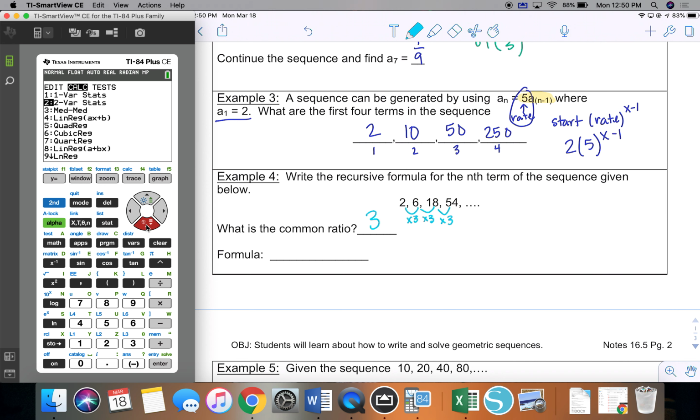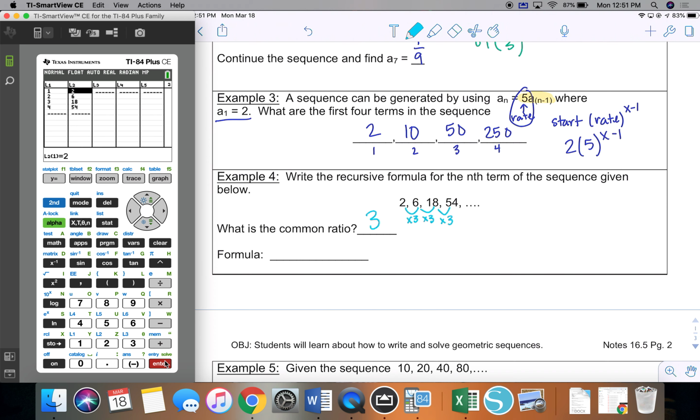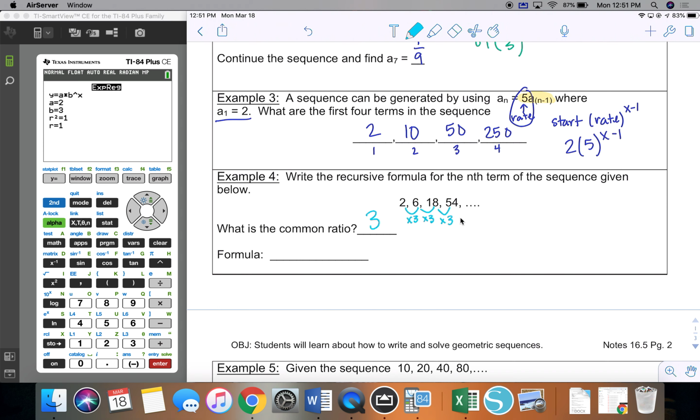So when I do stat calc, we're turning these into exponential regressions. So from this, oh, I made the mistake. So actually, when you put it in stat edit, you have to start at 0. Just trust me on that. But it's honestly easier if you just write it by hand. I start at 2. So remember, it's start times rate raised to the x minus 1. So I start at 2. My rate is being multiplied by 3. And this is raised to the x minus 1.